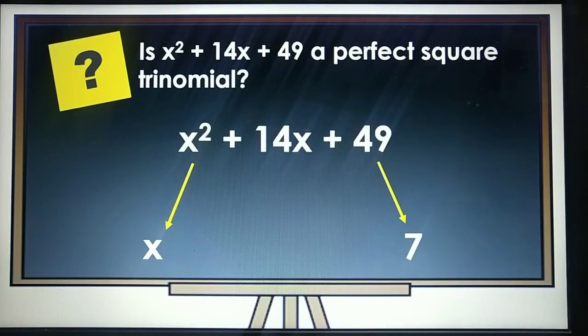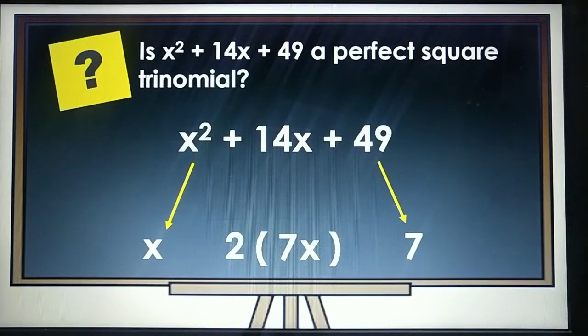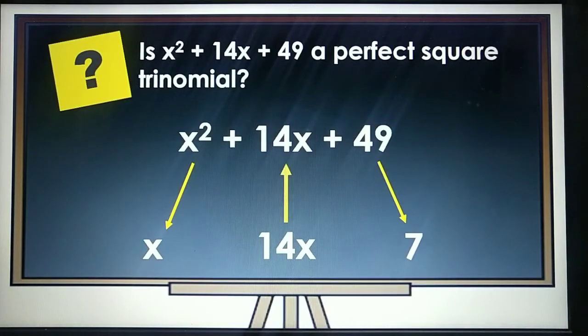Next step, we will multiply the square roots. x times 7 is 7x. Then we will multiply it by 2. And the product is 14x. Since the product is equal to the middle term of the trinomial, then we could say that x squared plus 14x plus 49 is a perfect square trinomial.